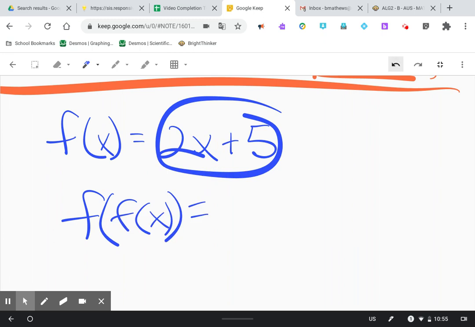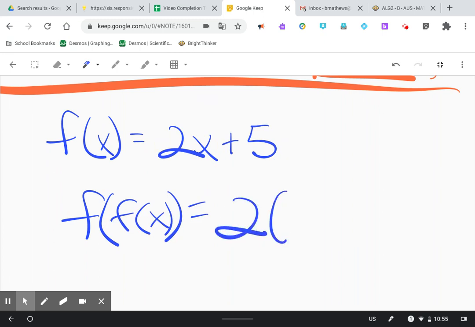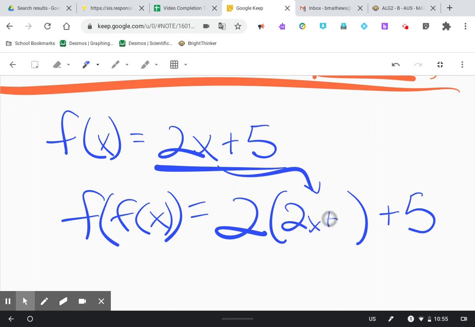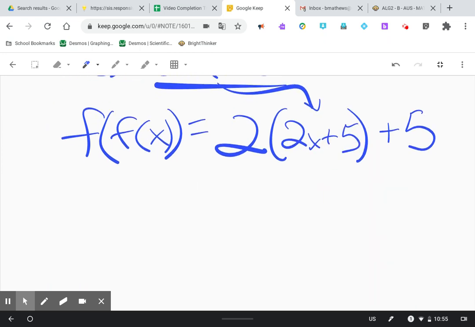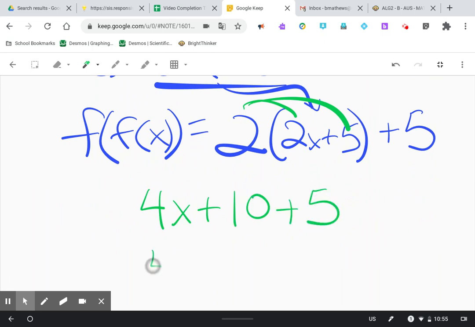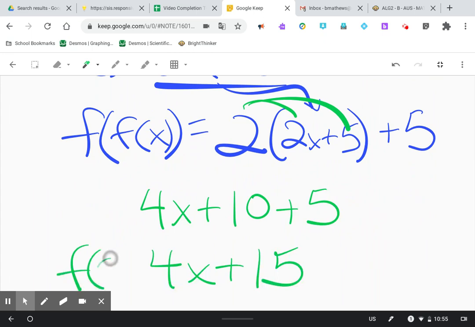It's a little bit weird. But think of it this way. Let's imagine we had 2, and then we put a blank for the x. And inside the blank, we put the original function again. So it's like we're stacking it inside of itself. And so we distribute: 4x plus 10 plus 5. 4x plus 15 would be f of f of x.